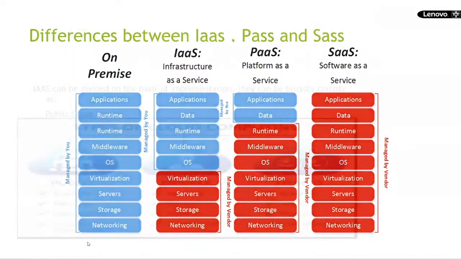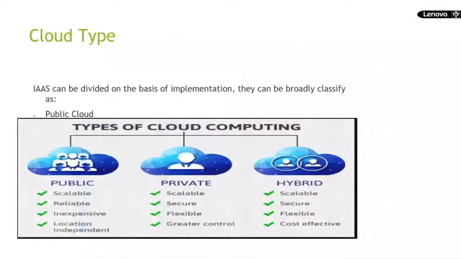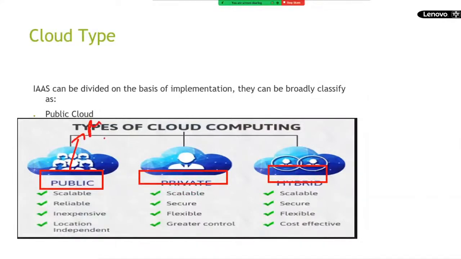Okay, next, globally we have 3 types of clouds. One is public, private, and hybrid. What is public, guys? Public means the services or resources can be accessible from anywhere in the world. I am repeating, what is public? The resources that can be accessed from anywhere in the world are called public.